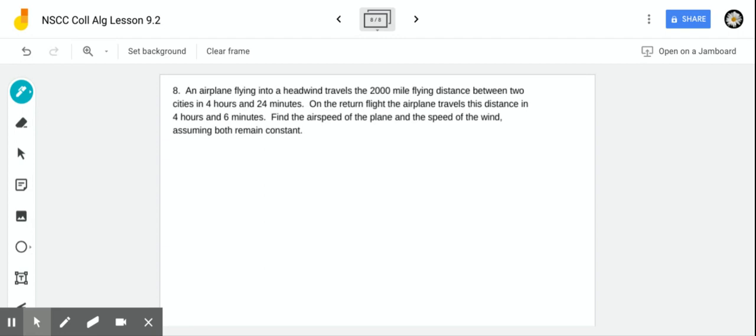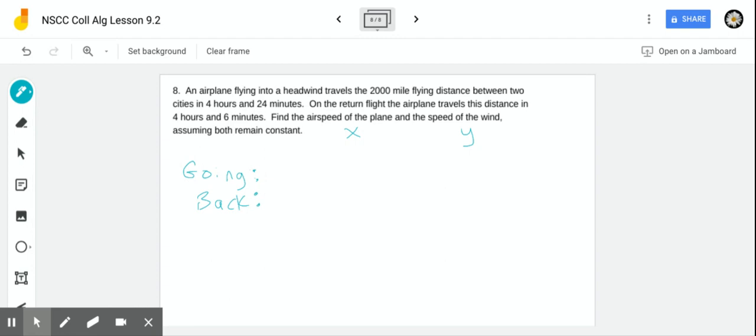We need to find the speed of the plane and the speed of the wind, assuming that they're both remaining constant. So I'm going to call the speed of the plane x and the speed of the wind y. We'll just start with that. Now, let's see. We have two different situations. First, the plane is going, and then it's coming back. Okay, so there and back.